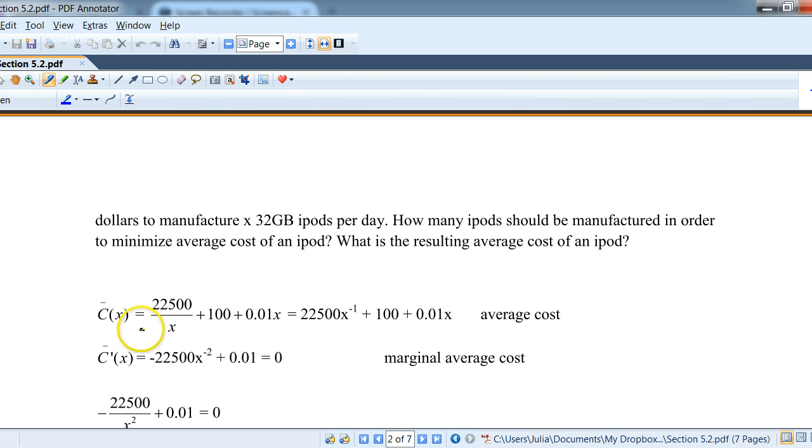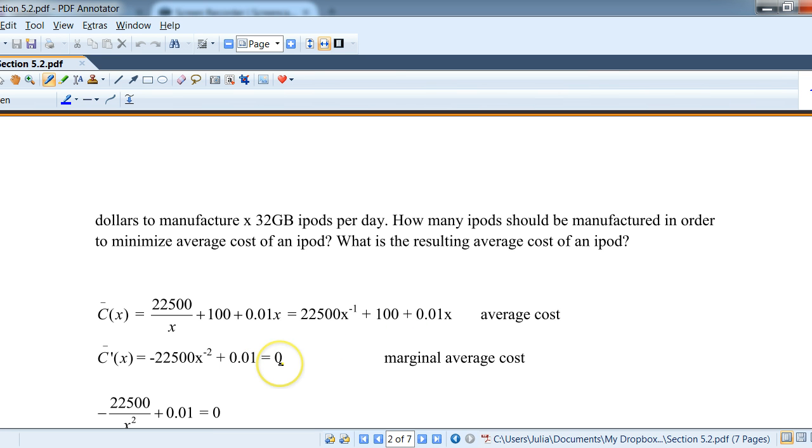And we can also rewrite it, bringing the x from the denominator and making it a negative exponent, so it is easier to take the derivative. So that's our average cost equation. Make sure to simplify it first, just because it's easier to take the derivative. So what's the derivative? I think it's called the marginal average cost, or the derivative of the average cost, which is negative 22,500 x to the negative second power, plus 0.01 just by itself, and the constant is gone.